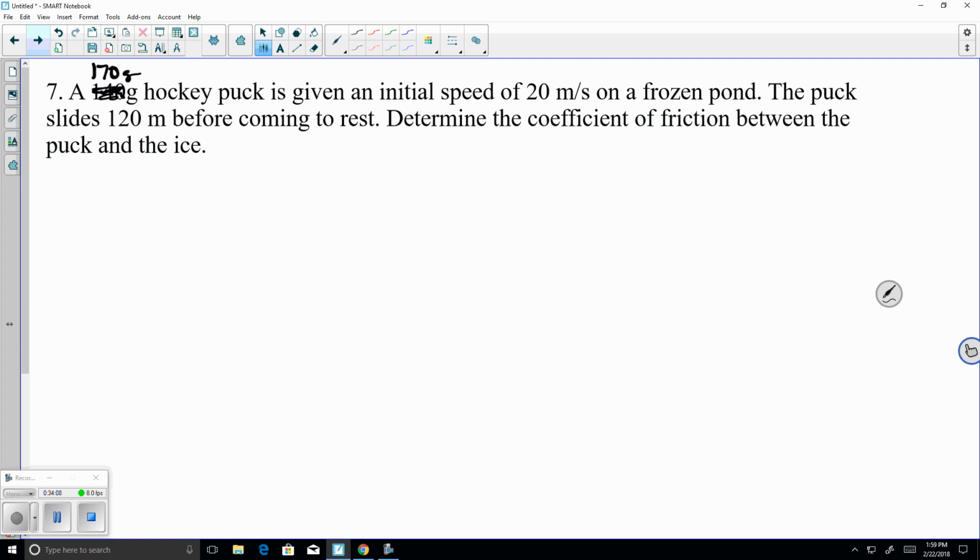And so start with the force diagram. Okay. What's our scenario? A 170 gram hockey puck is given an initial speed of 20 meters per second on a frozen pond. The puck slides 120 meters before coming to rest. Okay, determine the coefficient of friction between the puck and the ice. So I've got the weight of the puck. I have a normal force on the puck, and those are going to be equal because the puck's not accelerating up and down. And then I'm going to have a friction force on the puck.